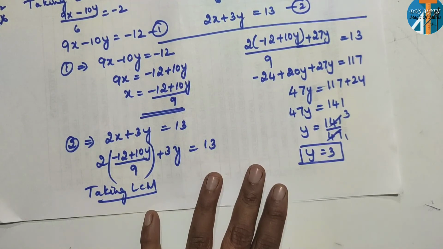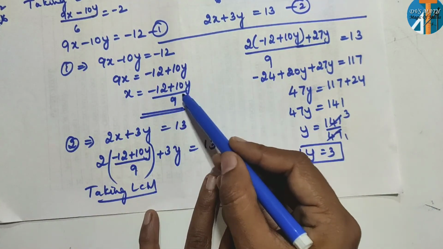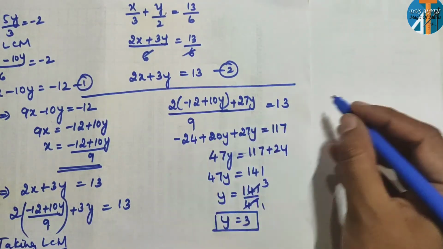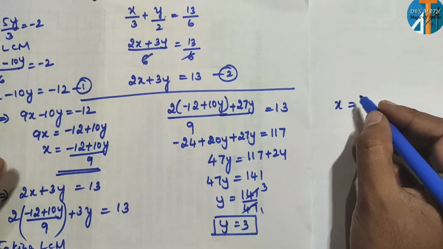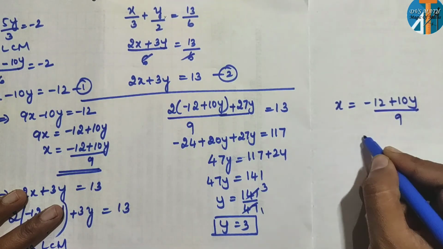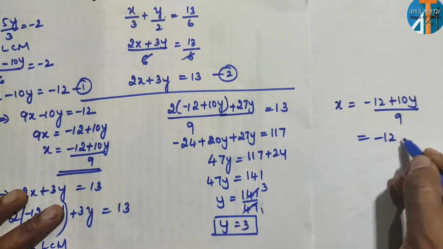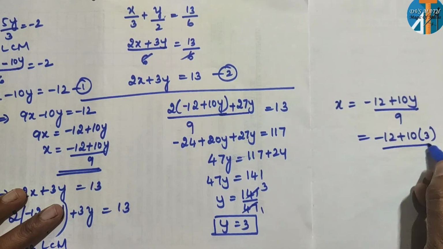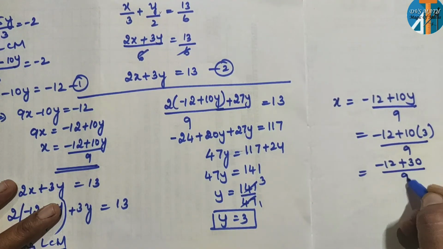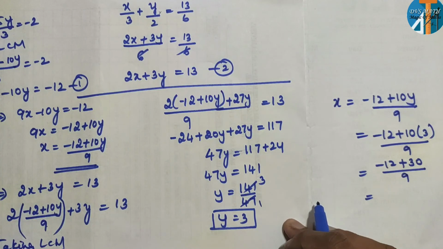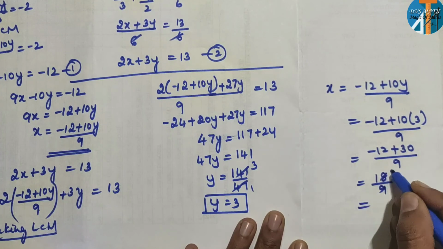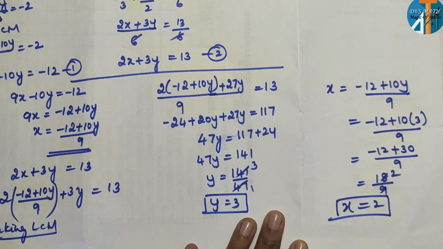Now you want x value, right? So you substitute here. If you substitute the y value in this case, you will get the x value. So x is equal to minus 12 plus 10y by 9, right? Let us substitute the y value, it is 3. So minus 12 plus 10 into 3 by 9. 10 3s are 30. So 30 minus 12, it is 18 by 9. So 9 2s are 18, x is equal to 2. So you got x is equal to 2.